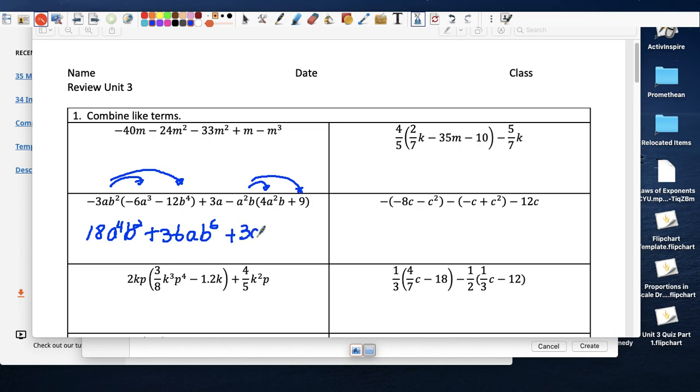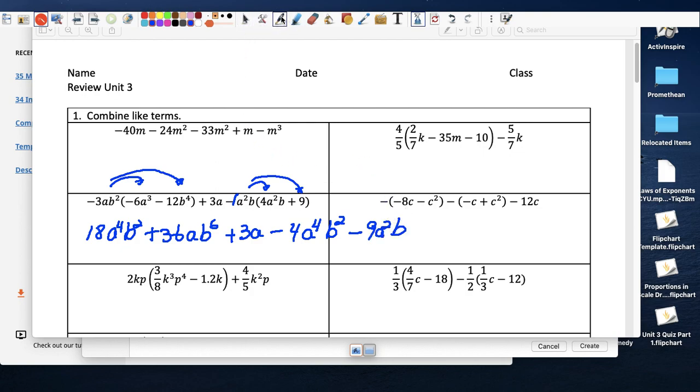Plus 3a, and then we're going to multiply this. So it's a negative times a positive, which is going to give me a negative. There's a 1 here, right? So 1 times 4 is just 4. A squared times a squared is a to the 4th power, and b times b is b squared. Last one is negative times a positive, which is a negative, and 1 times 9 is 9, a squared b.